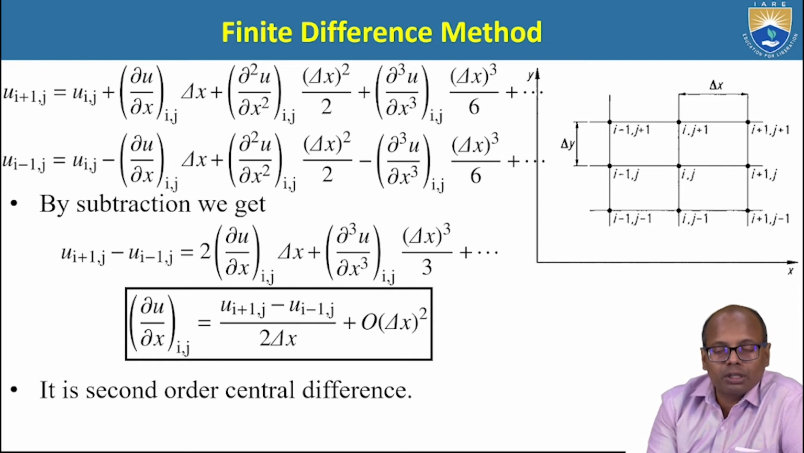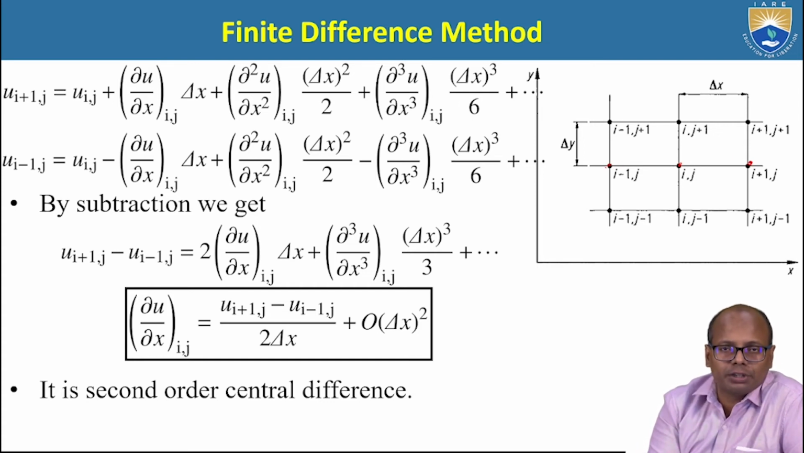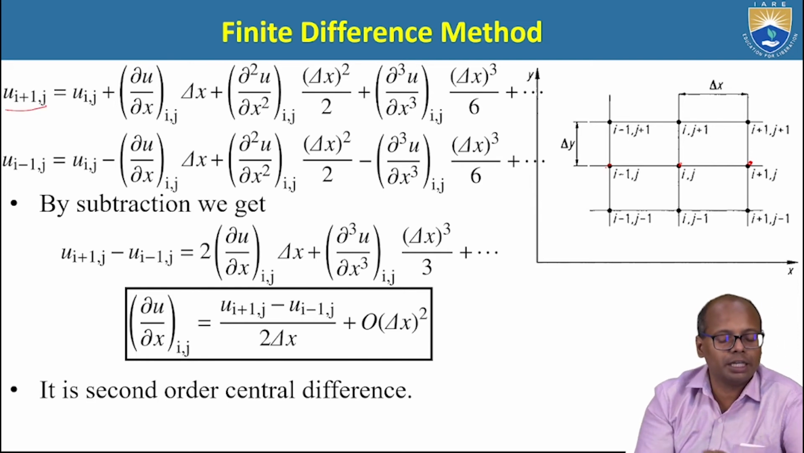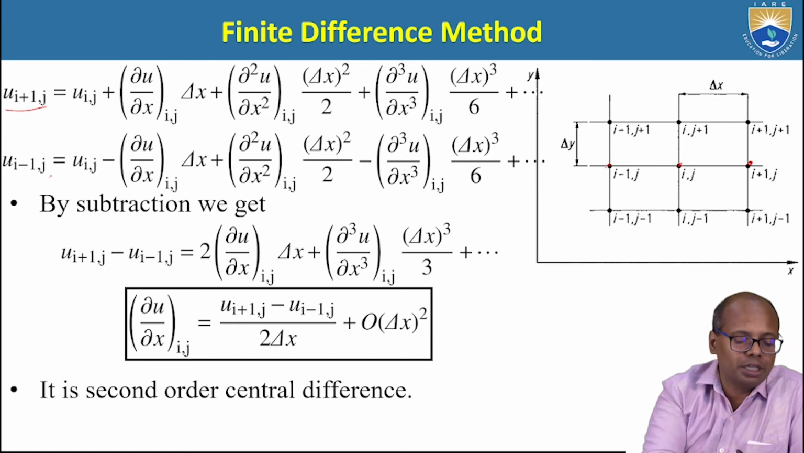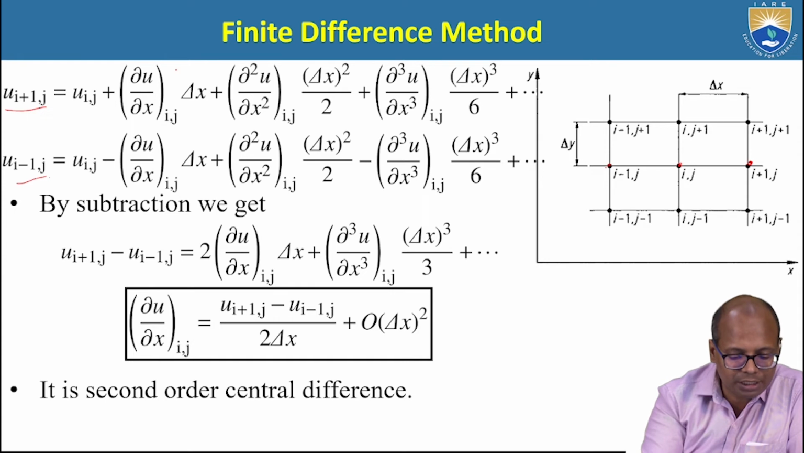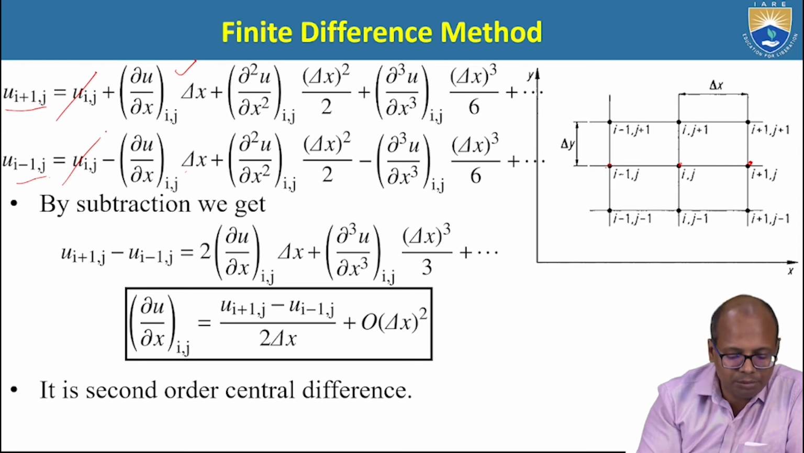Now we will see something called central difference. So we are at this point and we are using one point ahead and one point behind and finding the partial differential term. So how to do that? We have two equations of Taylor series. One is u i plus 1 j. The other equation is u i minus 1 j. These two equations, if I am subtracting this one from this, what I will get? This will get eliminated. This term also will get eliminated.